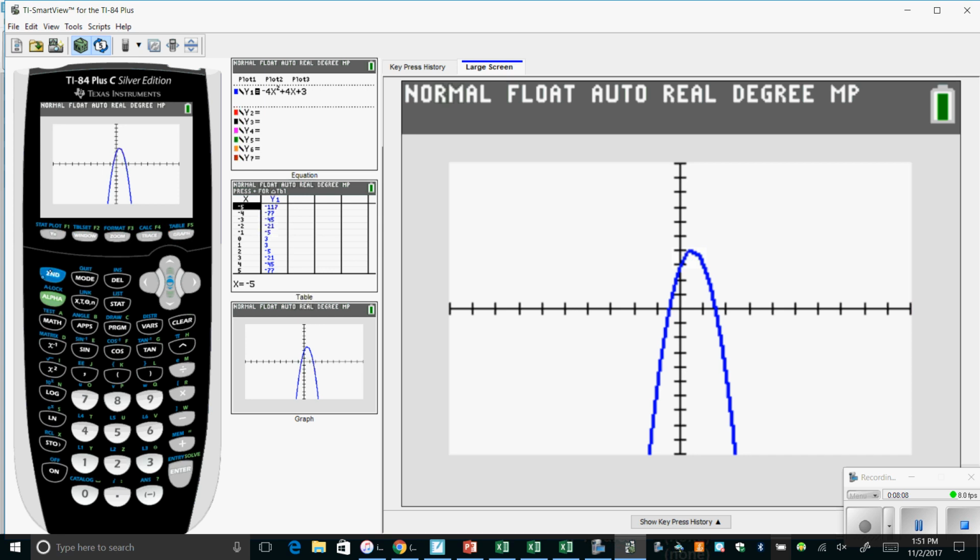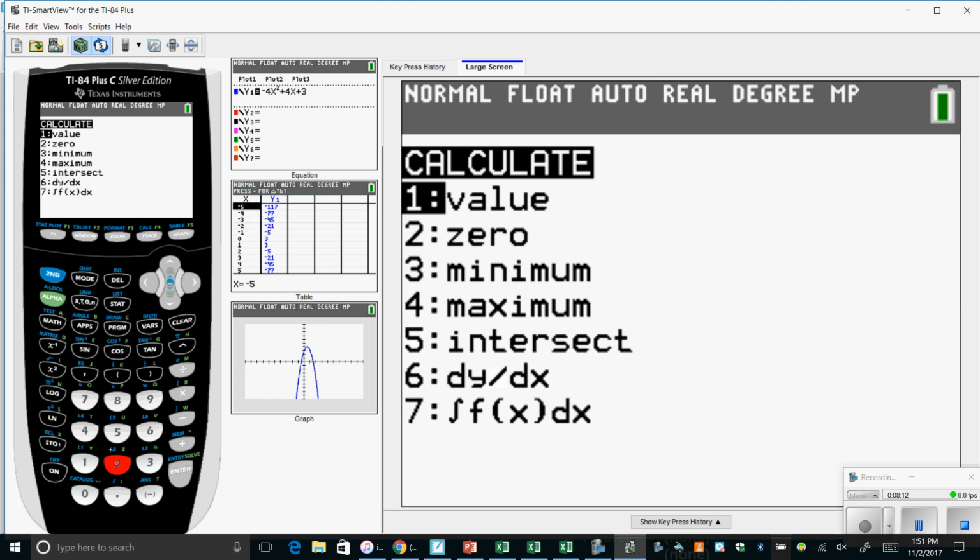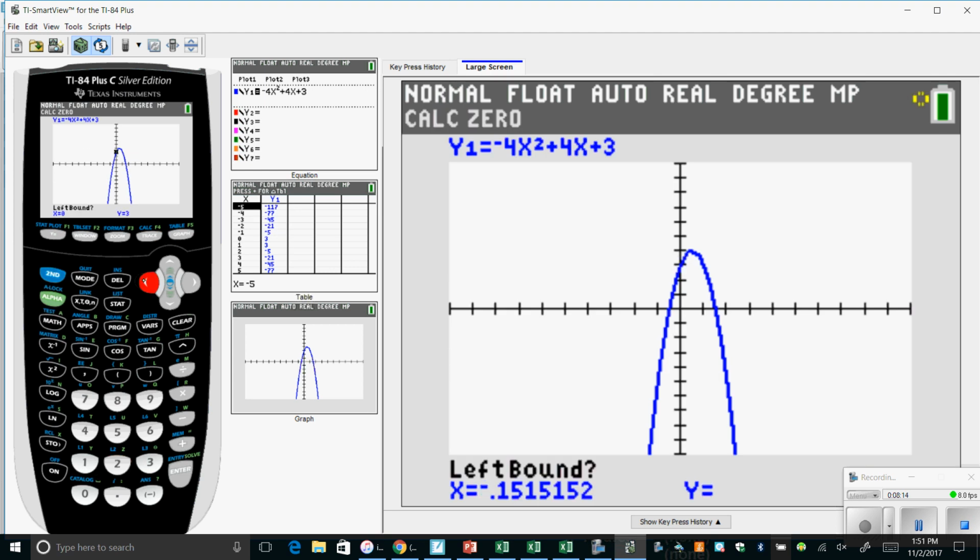I'm not sure, so I'm going to tell the calculator to find it. Second trace 2. I'm looking for the 0. I need a left bound, so I'm going to first find the one on over here. I push enter. And they want a right bound, so I'm going to move to the right of that point, push enter. And if you'll notice now I have two boundaries. I'm asking it to find the 0 between this left bound and this right bound. It says guess. I'm going to push enter one more time, and it tells me there's a 0 at negative 1/2. So that's one of my answers.